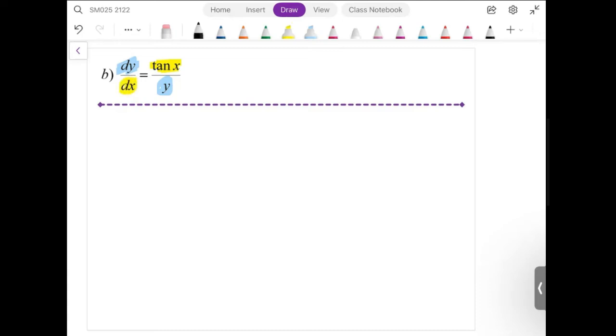So if I rewrite this now, we would get y dy equal to tangent x dx. It's as simple as that. It means we have successfully separated the variables. So we may start integrating both sides. Okay. So integrate y, no problem. Everyone is good at this. y squared over 2.